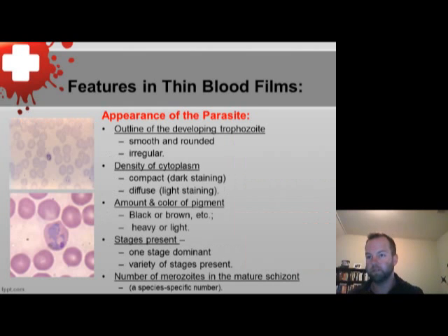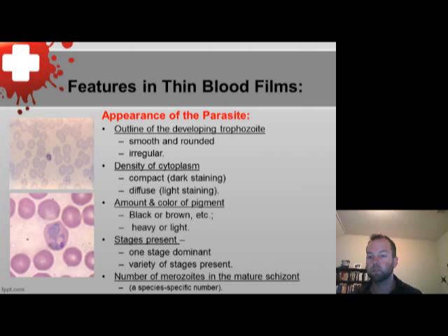Features of the thin blood film: appearance of the parasite, what are we looking for? We're looking for the outline of the developing trophozoite. Is it smooth, or rounded, or irregular? And the density of the cytoplasm, is it compact or diffuse? Amounts of color and pigment, black or brown, heavy or light. This would help differentiate macro and micro gametocytes.